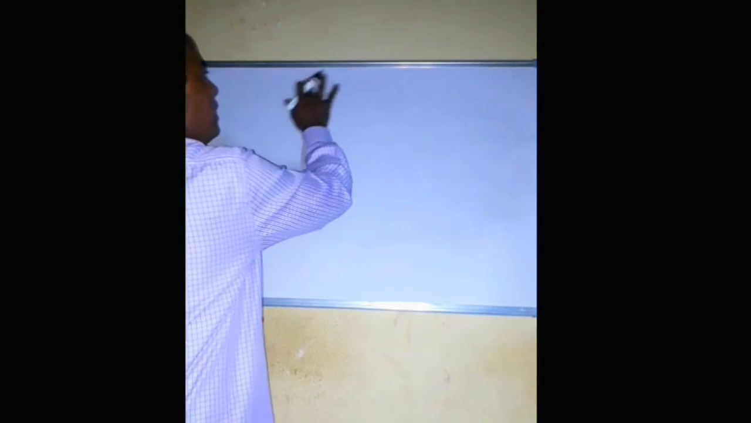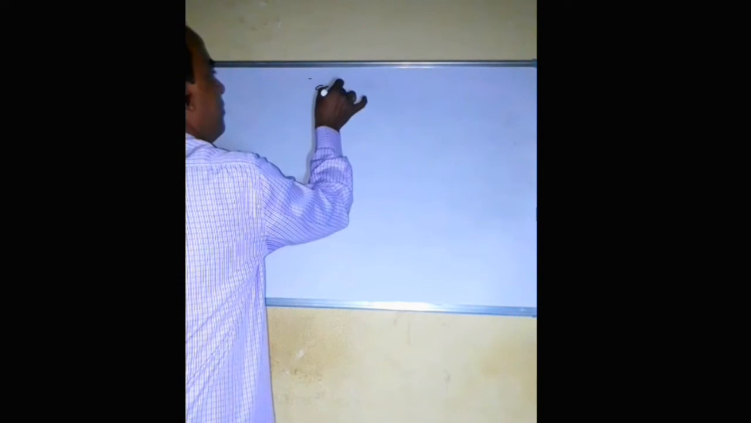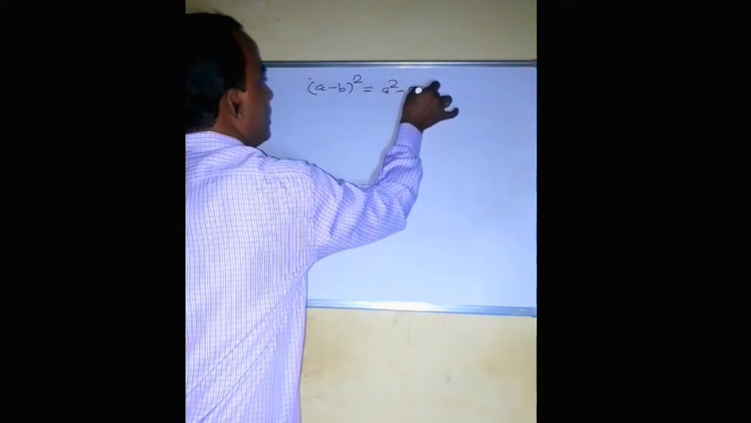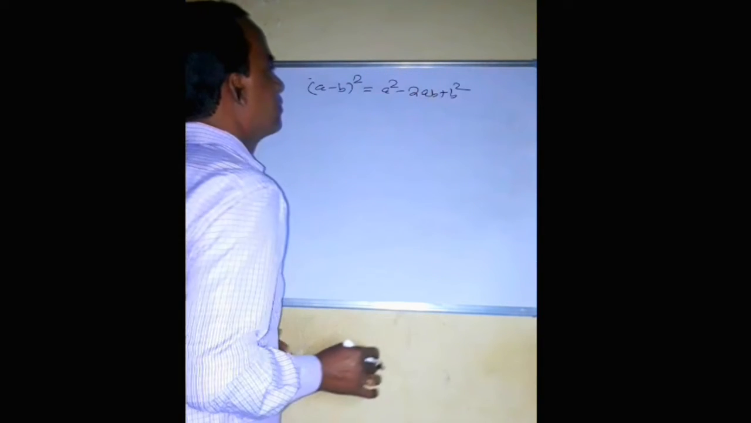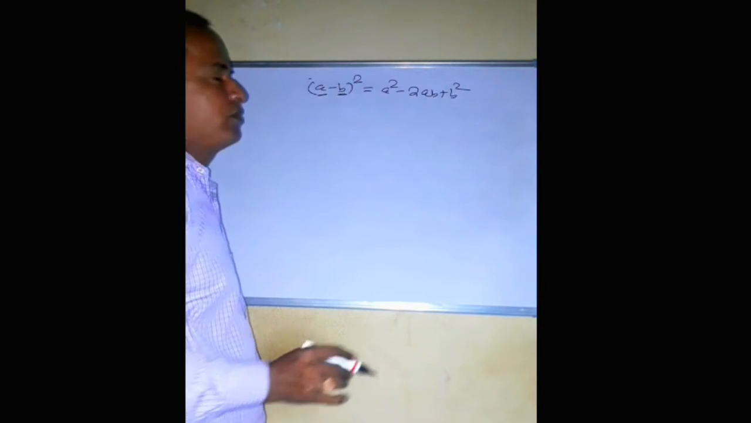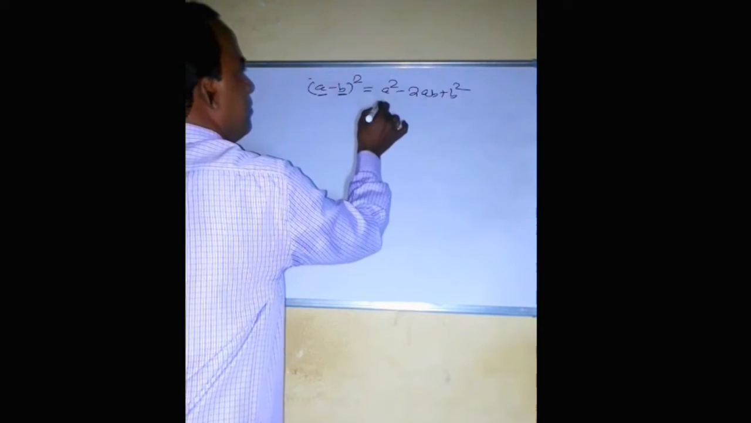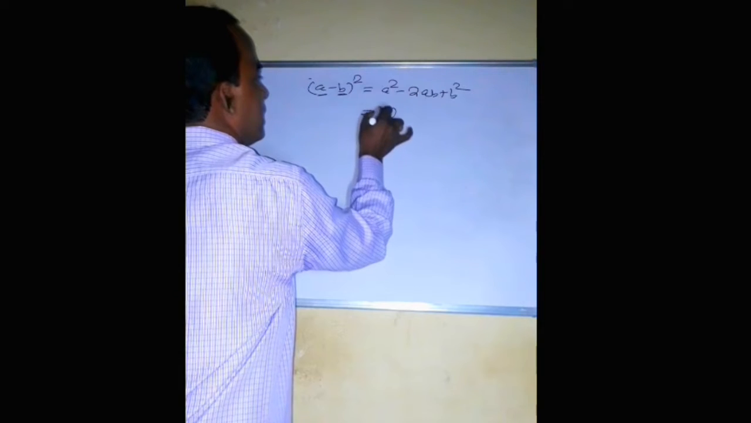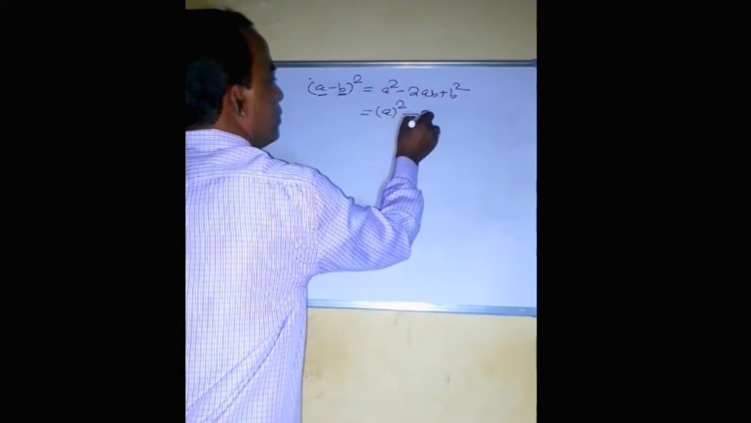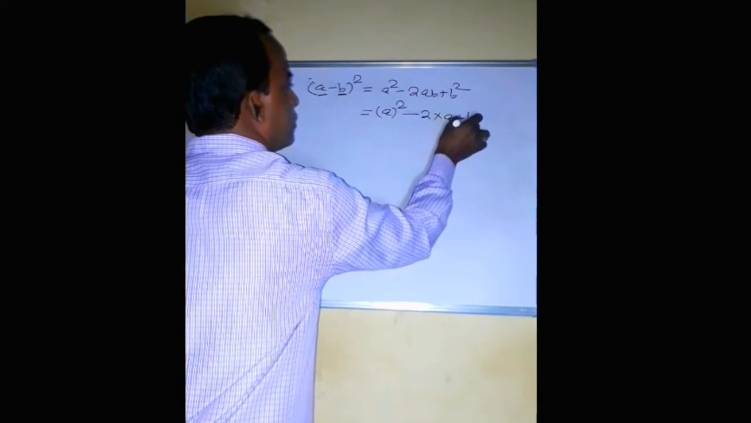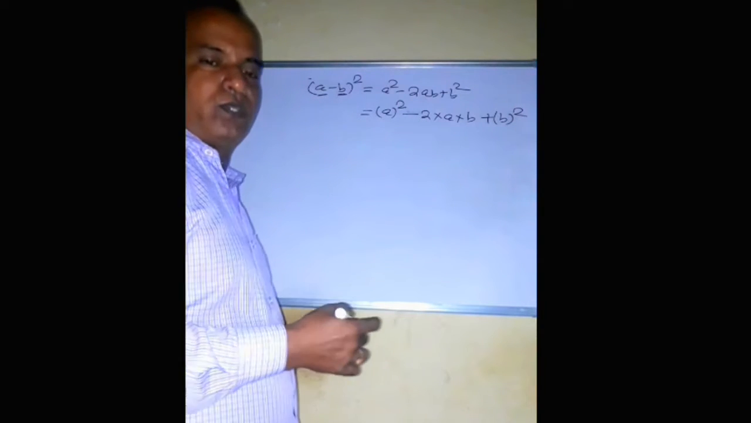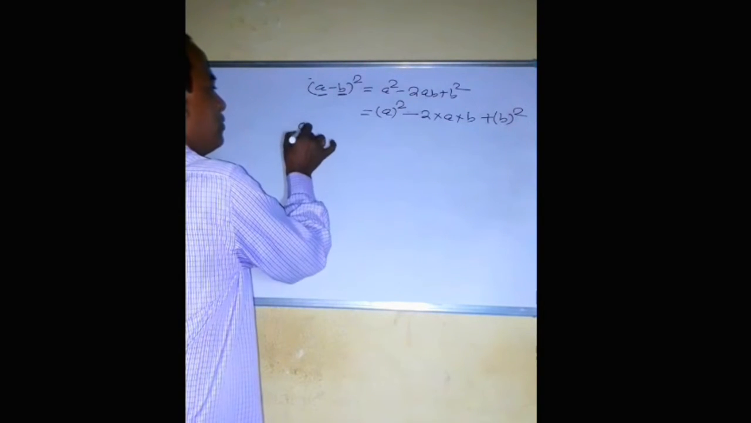Similarly, the second one, applying the formula a minus b whole square equal to a square minus 2ab plus b square. A is the first term, b is the second term, so its square means we can write it as first term square minus 2 into first term into second term plus second term whole square. So with this we can find one example.